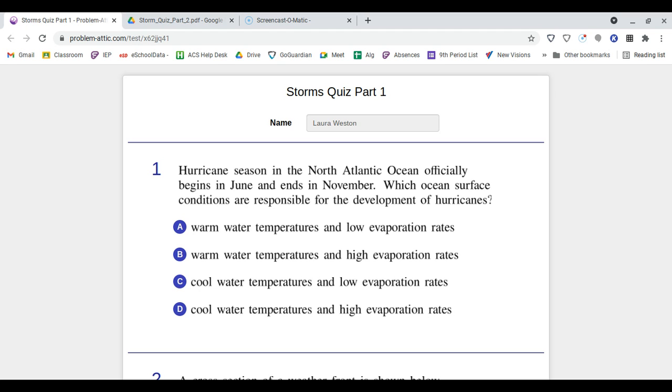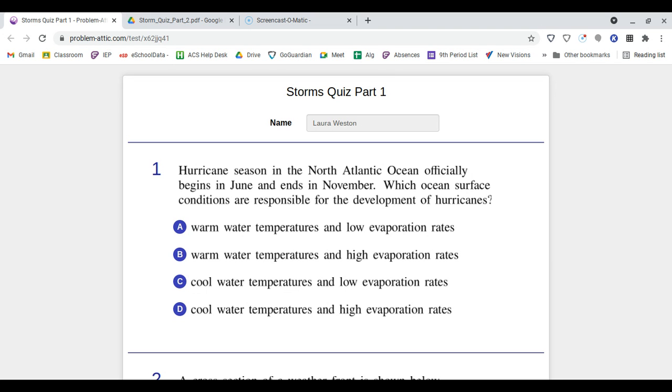Hurricane season in the North Atlantic Ocean officially begins in June and ends in November. Which ocean surface conditions are responsible for the development of hurricanes? They begin in June and end in November. So what ocean surface conditions are responsible for developing hurricanes? We know it's not... What two can we get rid of? Make your best judgment on that one, on number 1.